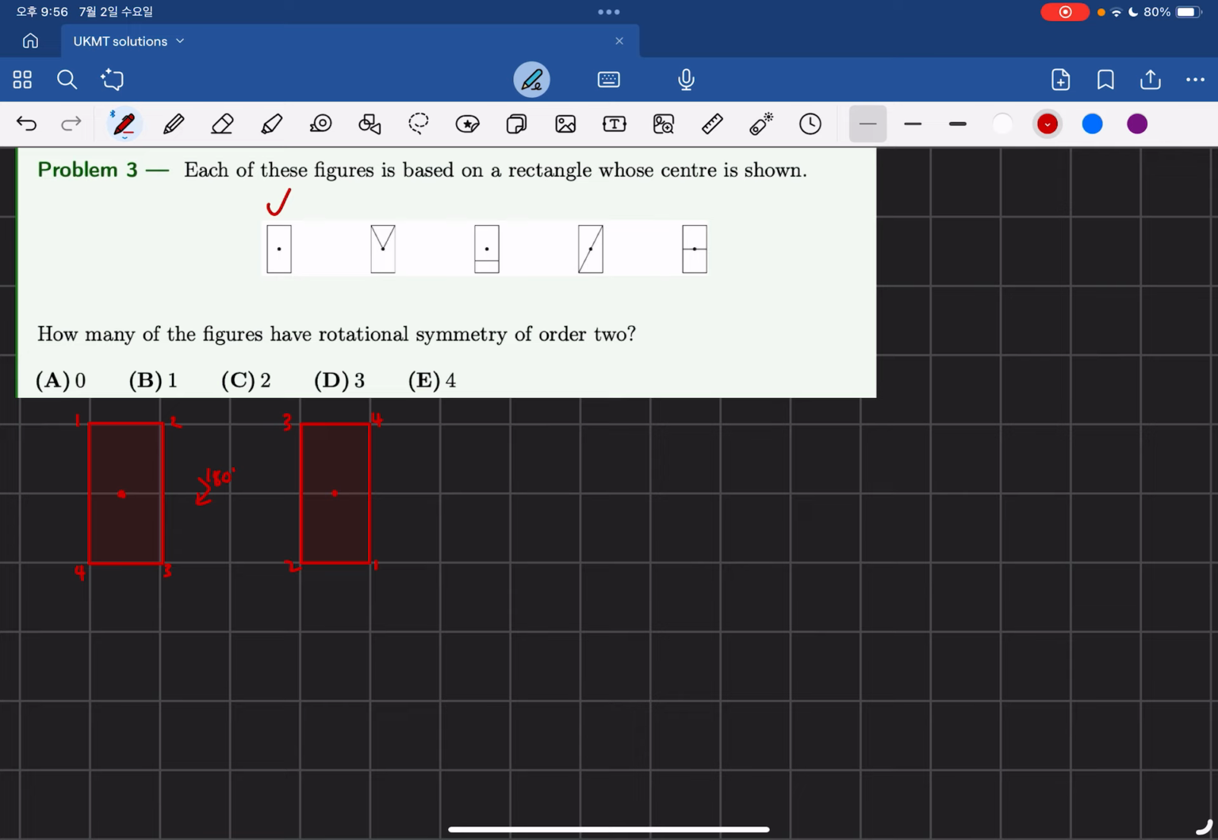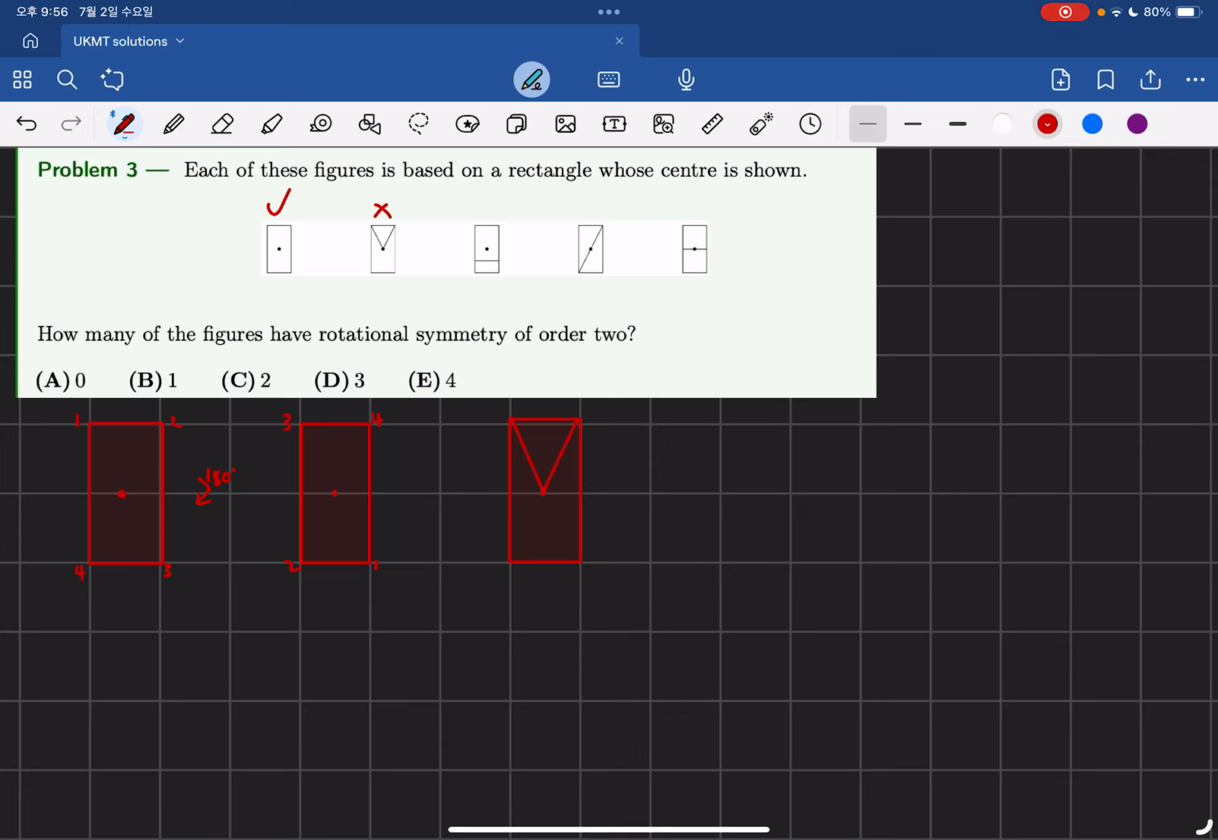And for the second shape, we have a V. Now, for this shape, we have to rotate 360 degrees to have the original shape, which means it has a rotational symmetry of order 1. So the second shape is false.